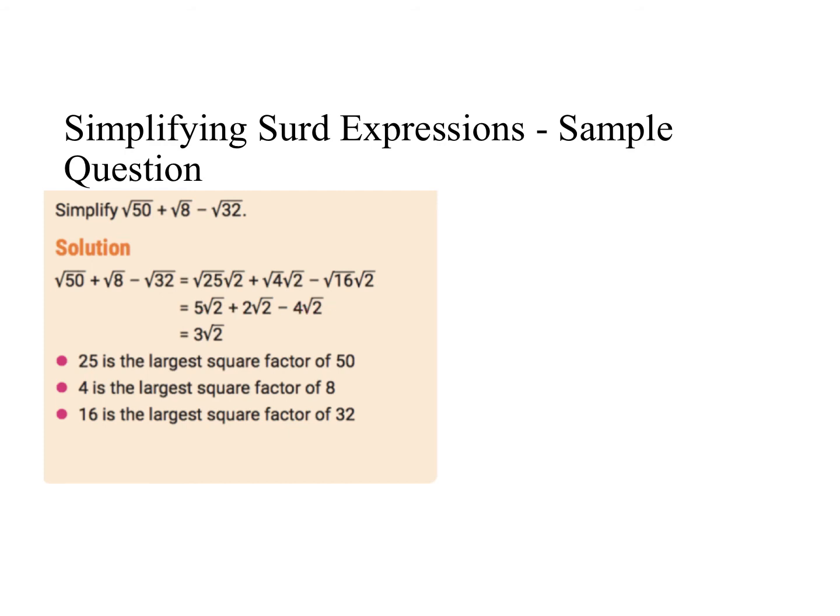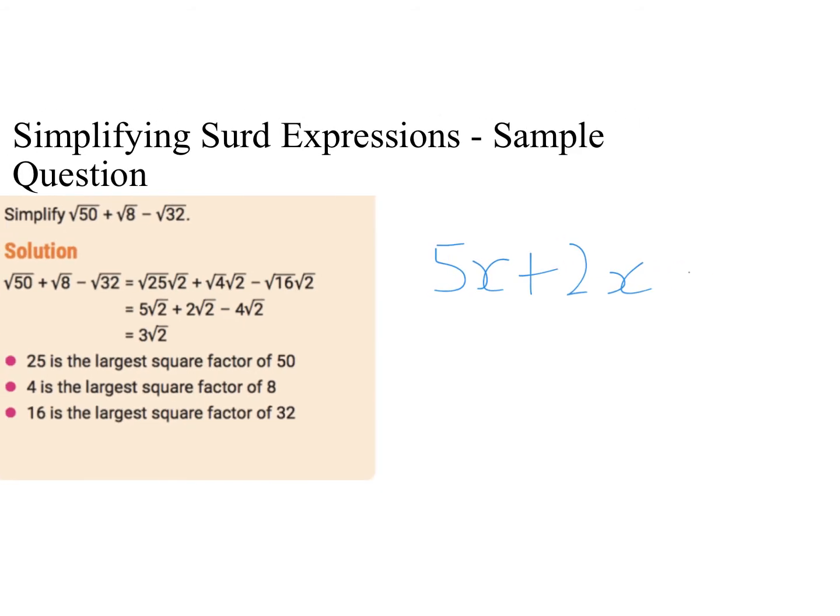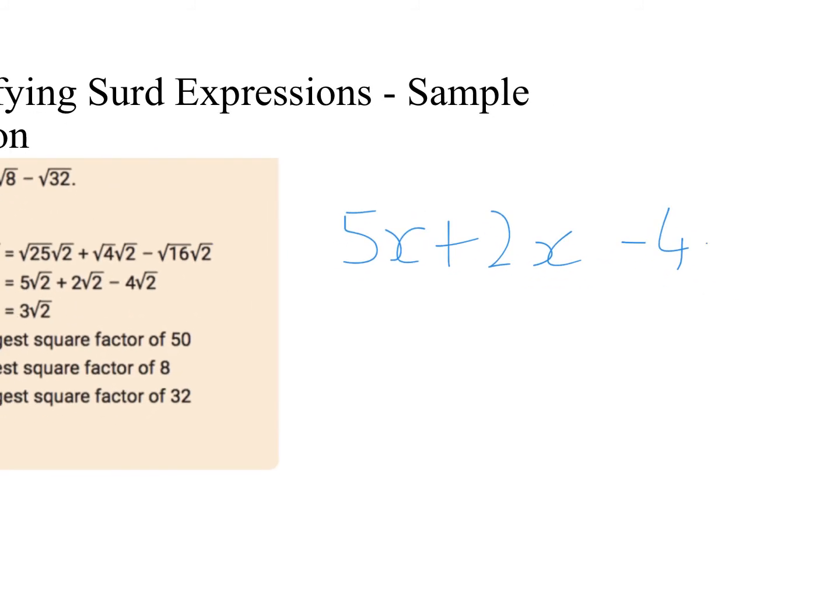She gives us this next line here, 5 times root 2 plus 2 root 2 minus 4 times root 2. So if we have 5 of something and add 2 of it, we're going to end up with 7 root 2. And if we have 7 root 2's and we take away 4 root 2's, we're going to end up with 3 root 2's. So this is very similar to, if we have 5x and we add 2x and we take away 4x.